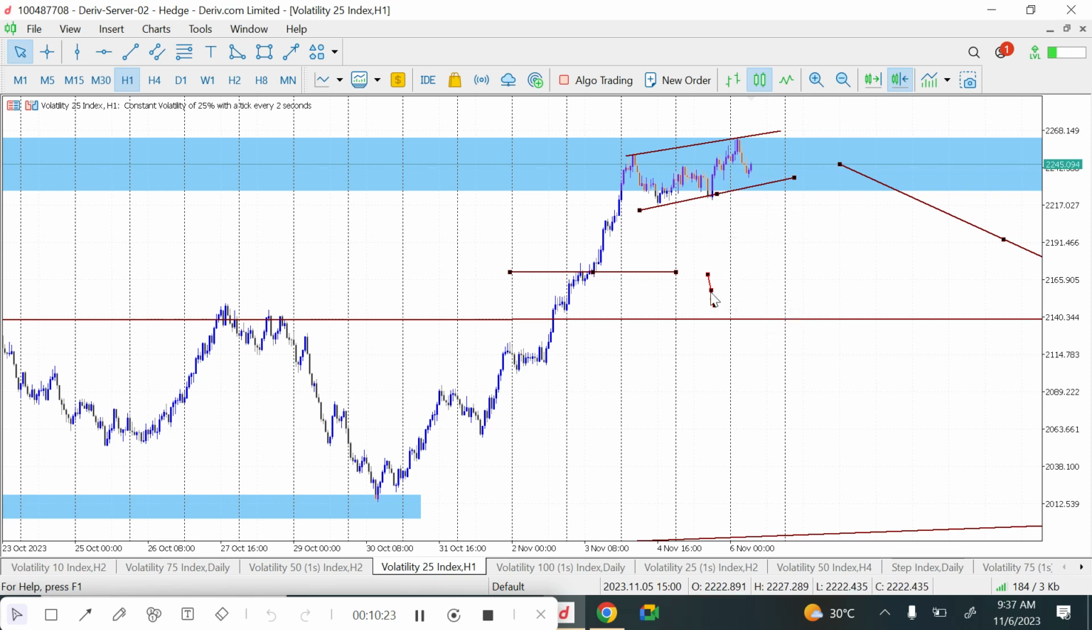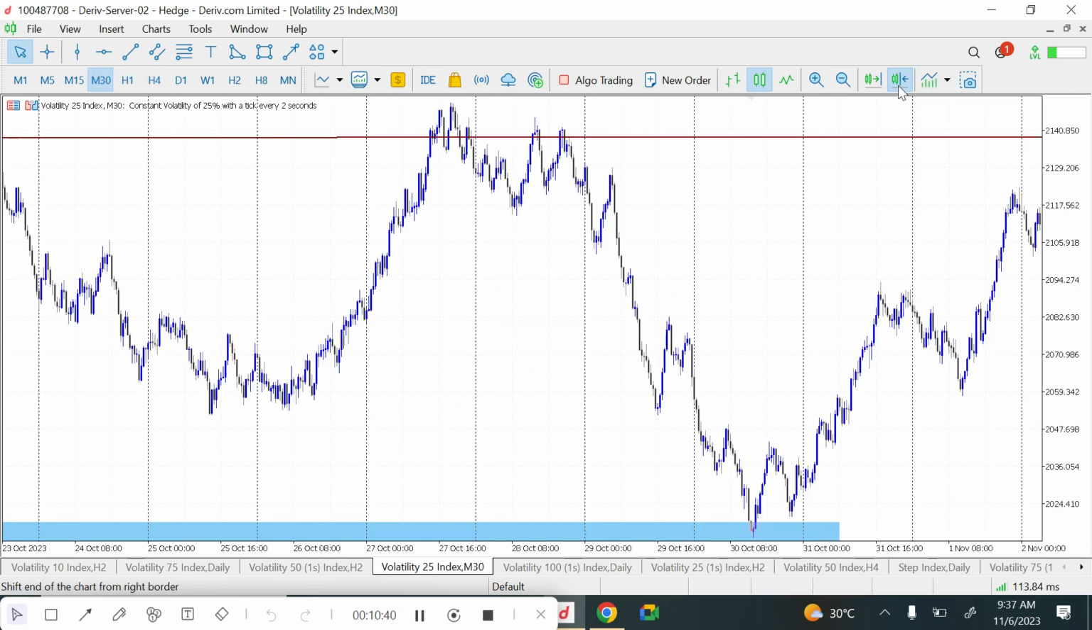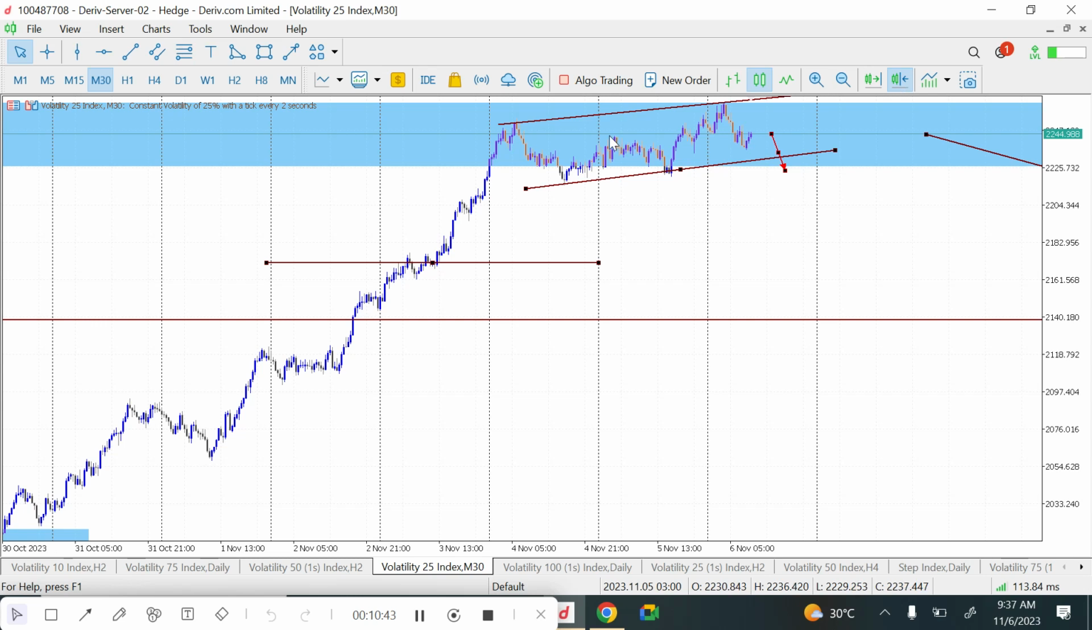If we are going to get a sell, then we are most likely to get it down into this zone before the buys will resume again. But we wait till this zone gets broken and then retested, then we can take our sells to the downside. So on the 30 minutes, we see that channel nicely drawn, and that is that for my view on volatility 25 index.